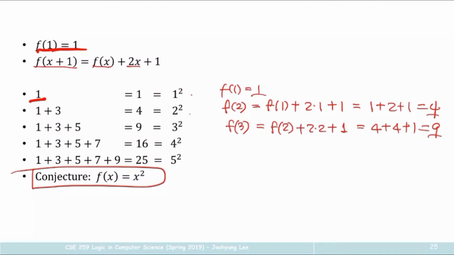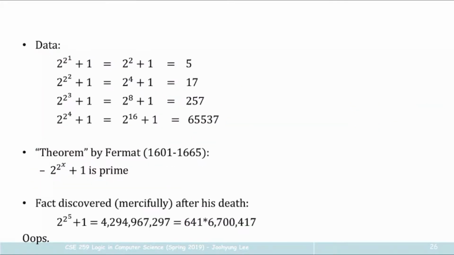The claim, yes, the claim is f of x should be x squared for all possible x, but you show only a few of them. And you may say, what's wrong with that? It may end up satisfying this thing forever, right? In fact, some mistake happened some time ago.